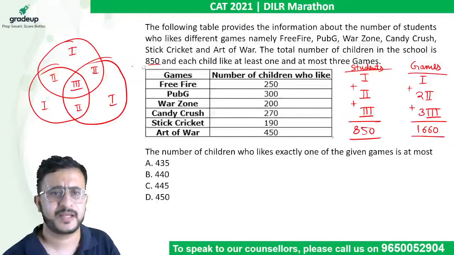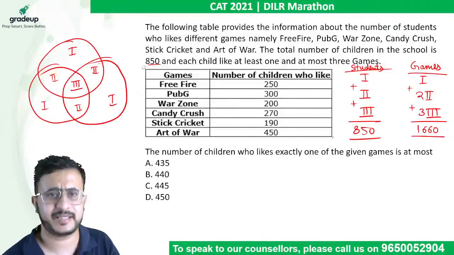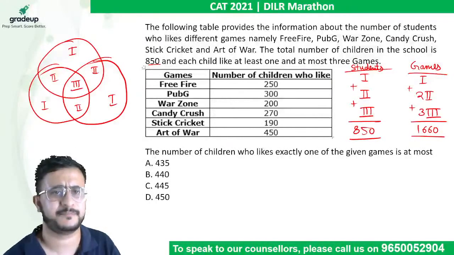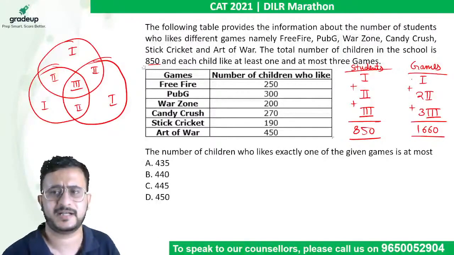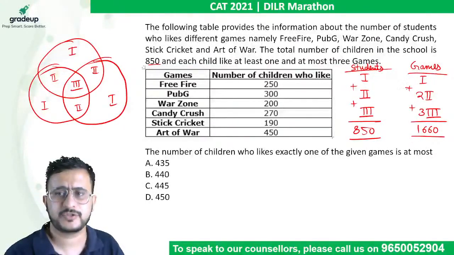That is 850. And the total count of the likings of items, or like if some people purchase something, is 1 times the first number plus 2 times the second plus 3 times the third, right? So the ones who like 2 games, the number of games liked by them will be 2 into this. The number of people who like 3 games, the sum will be this.